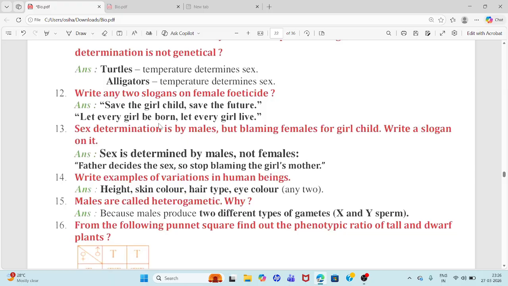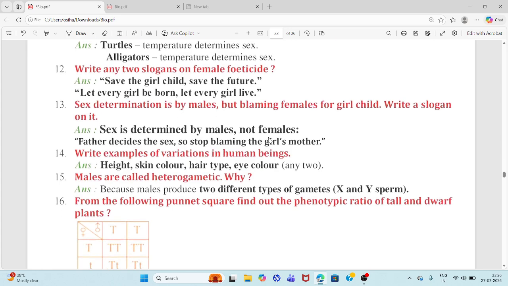13th question. Sex determination is by males, but females are blamed for having a girl child. Write a slogan on it. Sex determined by males, not females. Father decides the sex, so stop blaming the girl's mother.